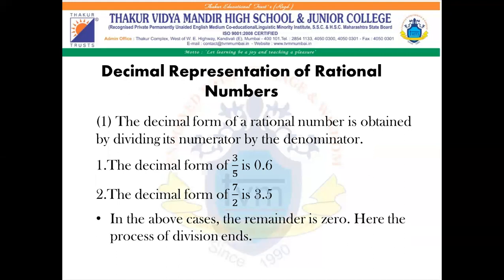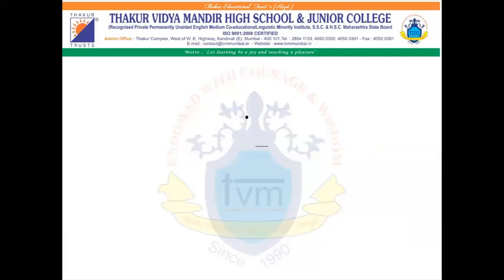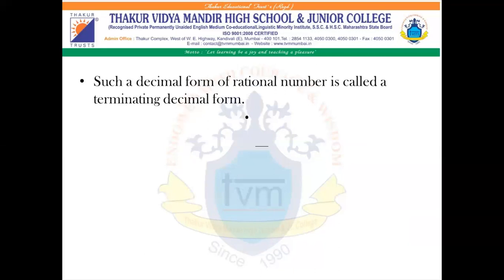In the above cases, the remainder is 0. Here, the process of division ends. Such a decimal form of a rational number is called a terminating decimal form.